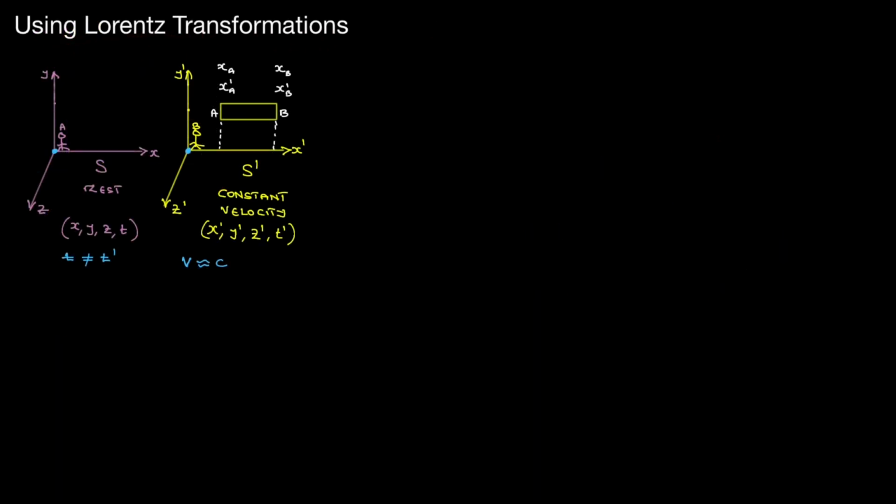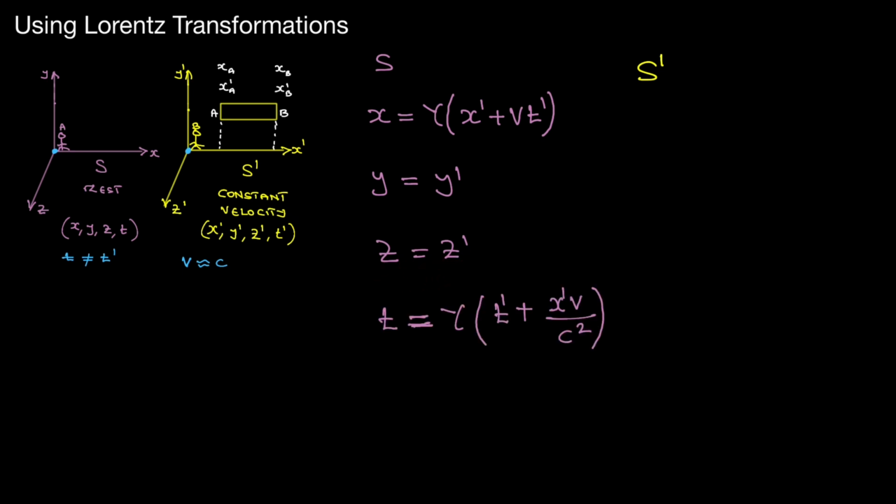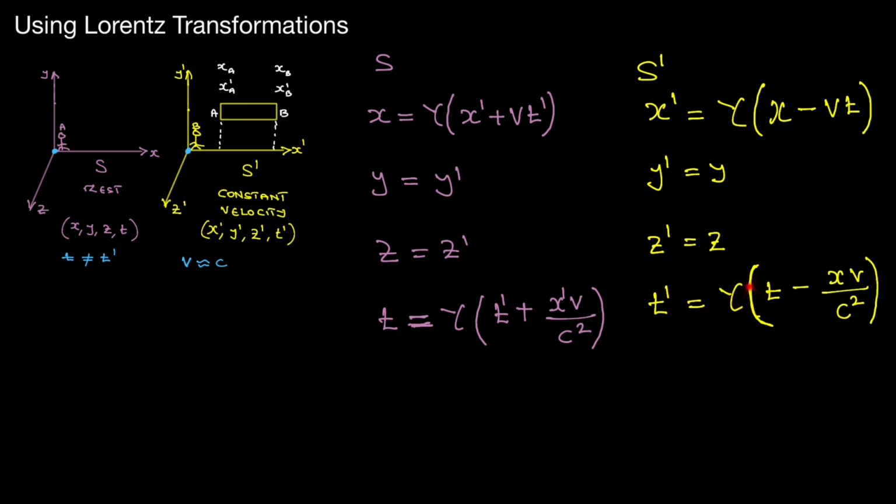Using the Lorentz transformation for S prime and S, we write the Lorentz transformation for S as x equals gamma, open bracket, x prime plus vt prime, close bracket. Then y equals y prime, z equals z prime, and t equals gamma, open bracket, t prime plus x prime v over c squared, close bracket. For S prime, we have x prime equals gamma, open bracket, x minus vt, close bracket, y prime equals y, z prime equals z, and t prime equals gamma, open bracket, t minus xv over c squared, close bracket.